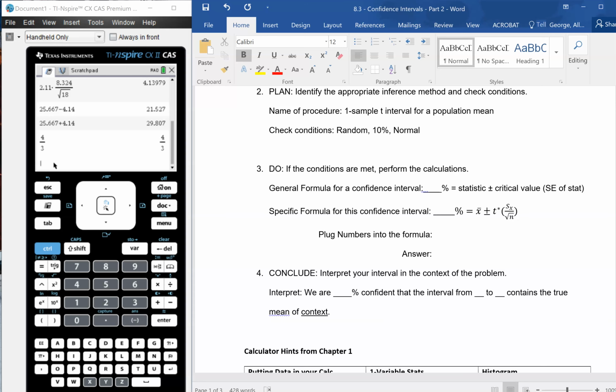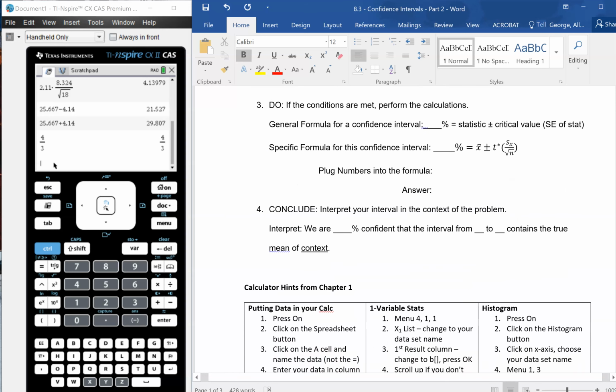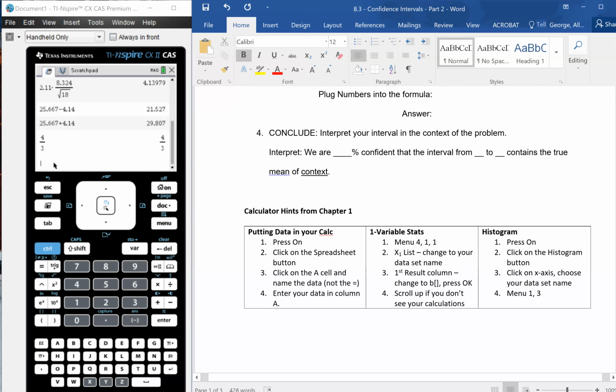So one thing I did want to refresh your memory on, because it's been a hot minute since we've done this, but we're going to be actually working with the spreadsheets again in our calculator. So we're going to put data in our calculator, then we're going to run one variable statistics so we can find our mean and our standard deviation, and then eventually we're going to be graphing these so we can check to see if it's roughly symmetrical and doesn't have any outliers, so we can check and see if it's normal. So here are the calculator steps.